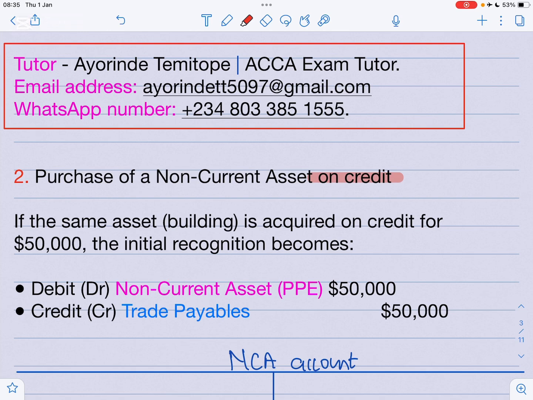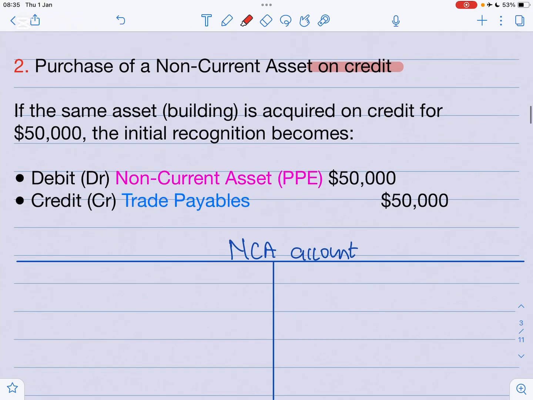What's going to be our accounting entries? What's going to be the double entry? Okay, so this is what will happen. You still have an asset, a non-current asset. So anytime you have an asset in the asset account, there must be a debit entry. So we're going to debit our non-current asset account, property, plant, and equipment with $50,000. Good. Well, this time around, cash will not come in because we have not paid for the assets.